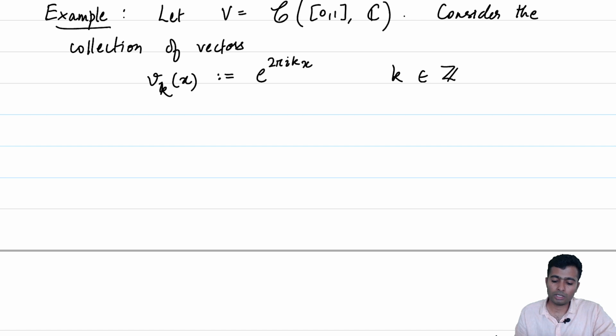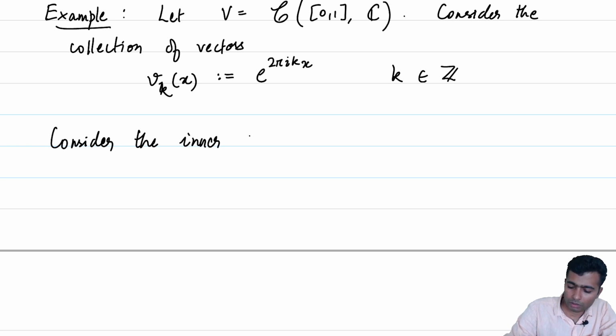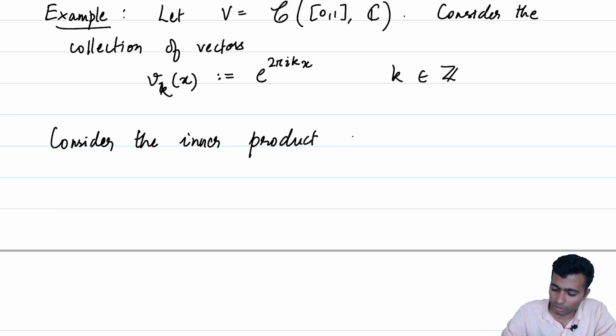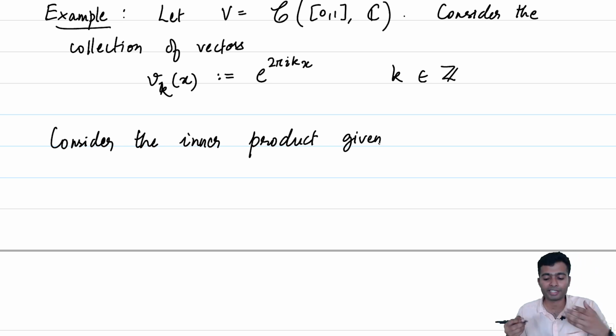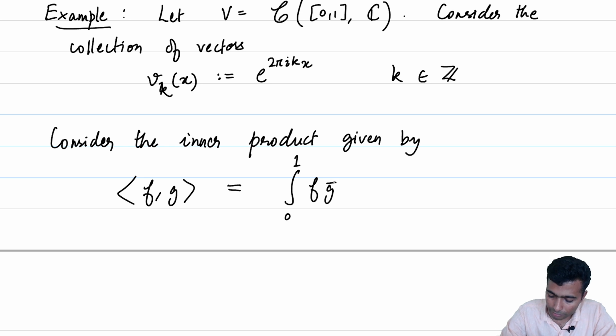So let's see what are the properties of this collection of vectors vk of x. And what is the inner product? Before I mentioned the inner product, if I had given vk, it doesn't really make sense. Inner product, of course it makes sense, but why these functions? That will not be justified. The inner product is given by f comma g, which was already defined in the previous week. This is just the integral of f g bar.